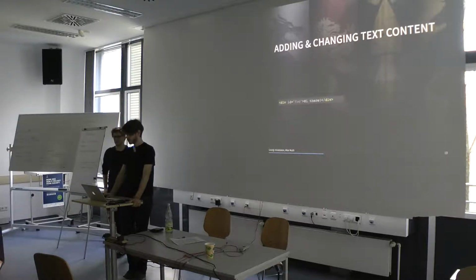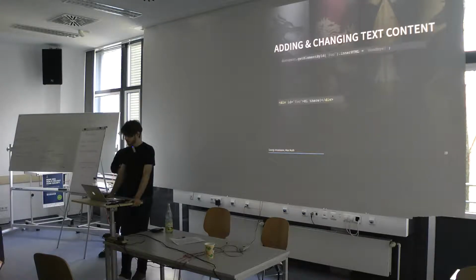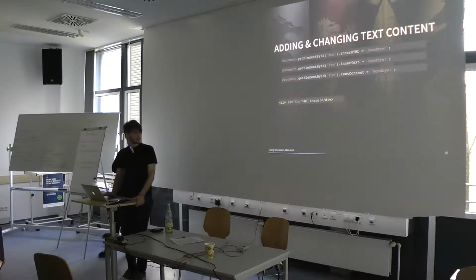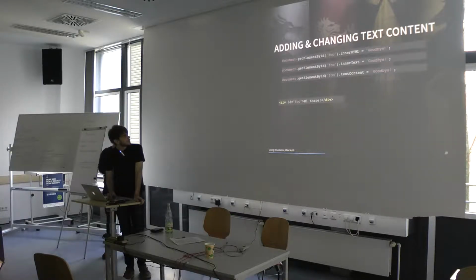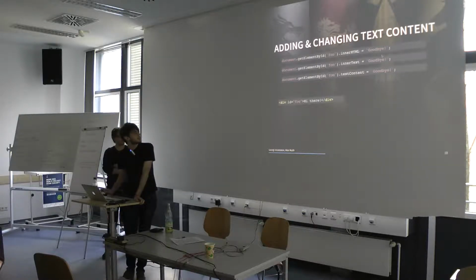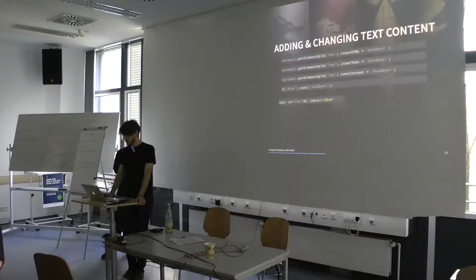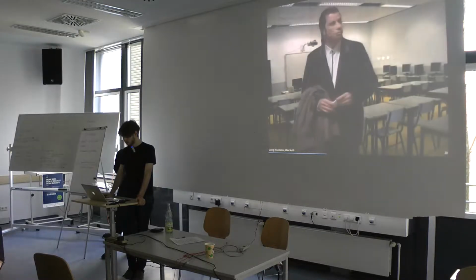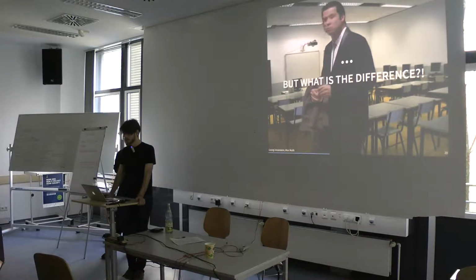How are we changing content, text content? There are 3 ways to add this. So we have at the beginning this div, it's hi there, and this is our content. If we want to change this content to goodbye, we can use all of these 3 functions. What would be the difference between them? You mean this question? What is the difference?